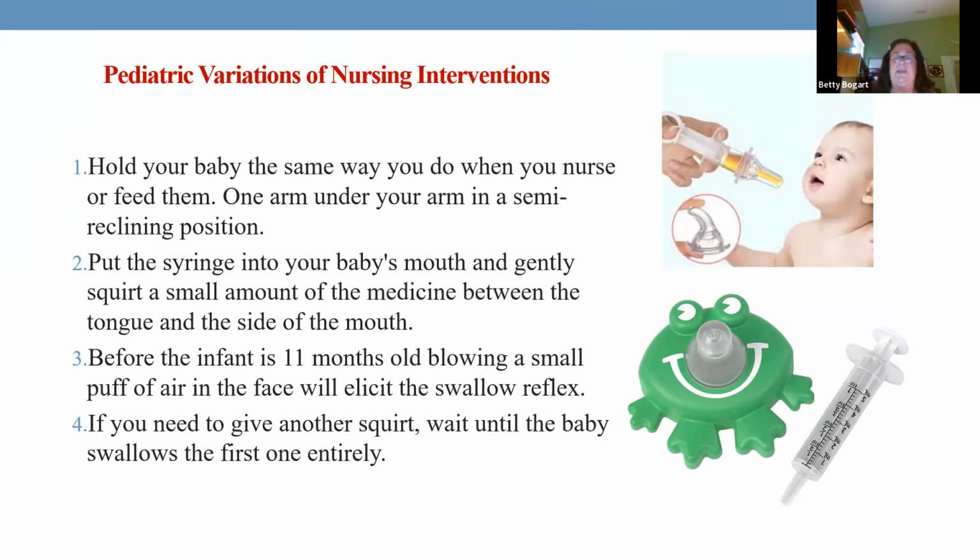So if you take the child and have the infant, hold their arms and you have their face in front of you, put the syringe in the side of the mouth and slowly you could put the medicine in. Another thing that I teach parents is to put the medicine in and do a quick blow in their face, and they just jump and swallow, and that actually gets the medicine down too. It's a trick.